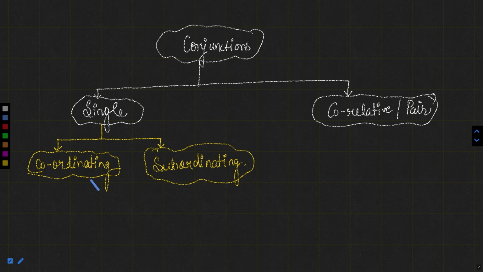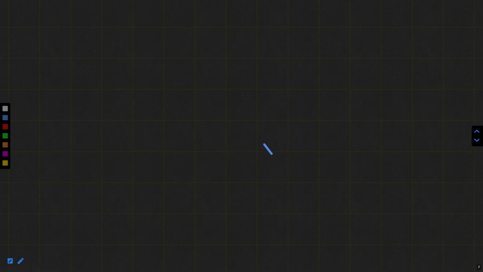Coordinating conjunctions are those conjunctions which join sentences that are entirely complete in themselves. It means the sentences that we are joining should be of equal rank, equal level, and they should be complete sentences. Now let's understand this with an example.